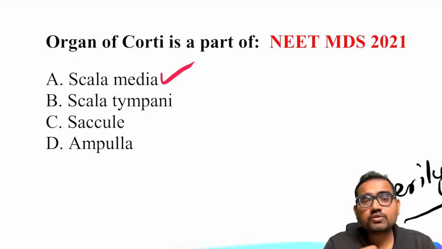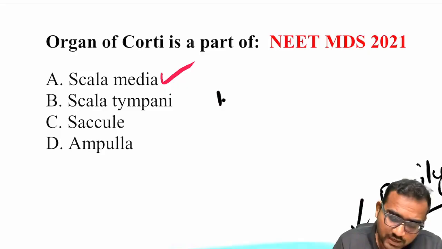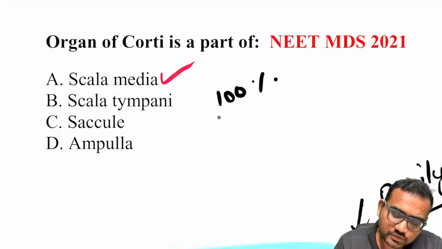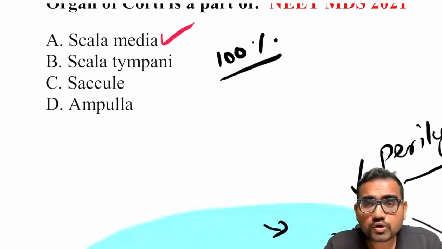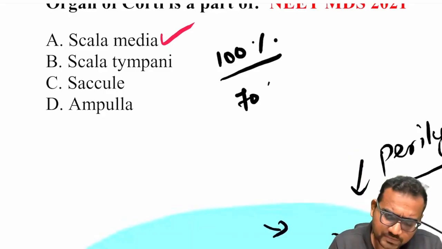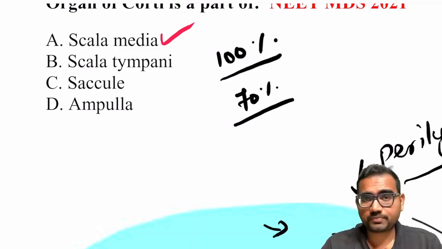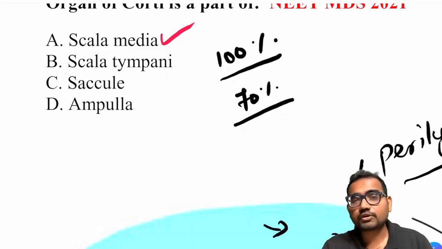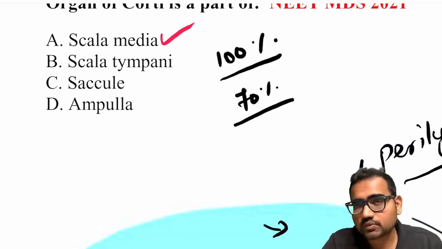When you can rule out two options in a question, 100% of the time you should attempt that question. If you can rule out one option, try to attempt it at least 70% of the time. If you cannot rule out even one option, that is where you should be very cautious, because you have to mark that question for review and then think about whether to answer it or not.